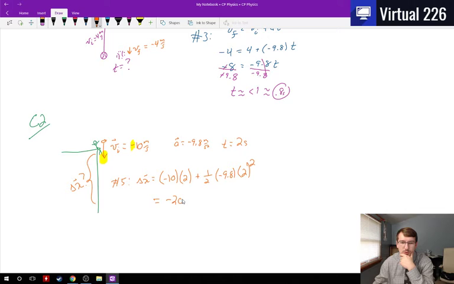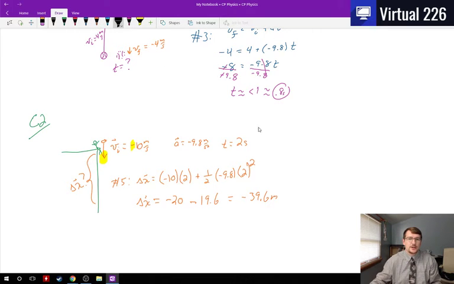And then you put all that together. So you're going to get negative 20. 2 squared is 4. Half of 4 is 2. 2 times negative 9.8 is 19.6. So your answer here becomes negative 39.6 meters. Okay, that's a kind of typical problem that you could see for that.